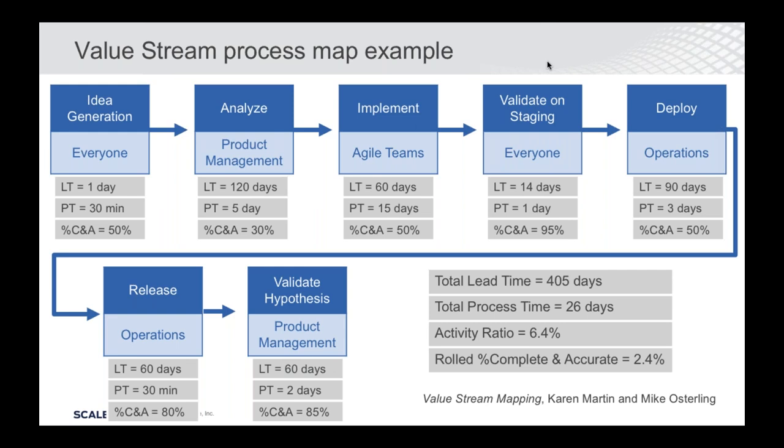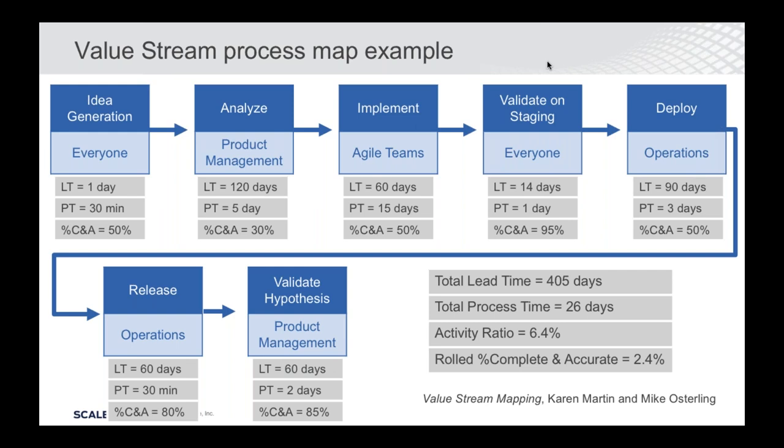And the third part here is complete and accurate. How many things that were built and moved to the next step actually had to move back because they had problems? For example, if we look at the deploy step here, we can see that there's a 90-day time from when something is ready on staging until operations takes it and deploys it to production. Over this 90 days, they only have 3 days of work. But actually 50% of the things that they're getting, they're unable to deploy or have problems that need to be reworked back in implementation. That's not good.